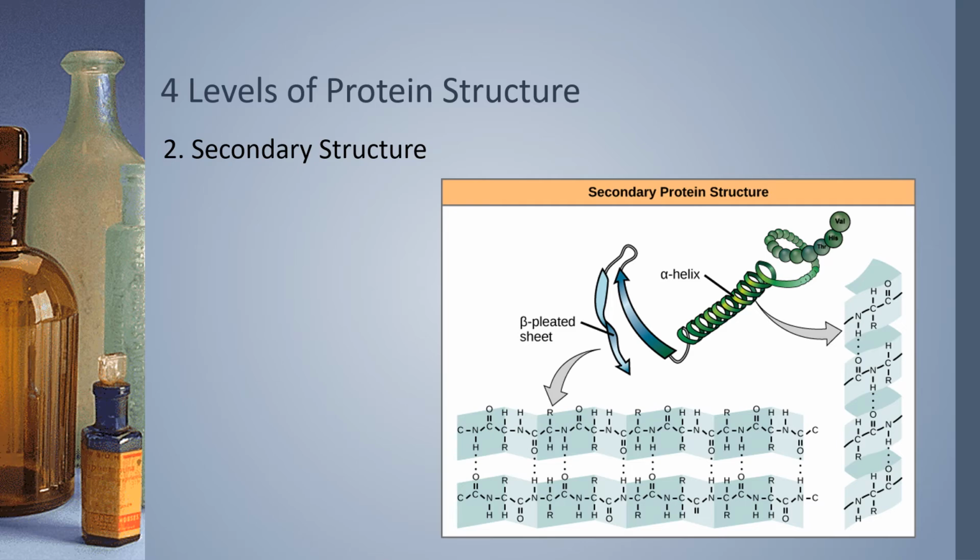These folding patterns are created from hydrogen bonds within the primary structure. If we look at just the pleated sheet, here's one chain of amino acids, here's another, and we can see the hydrogen bonding that allows it to twist on itself and wrap. And we can see the way the hydrogen bonding happens here causes this spiral helical shape.